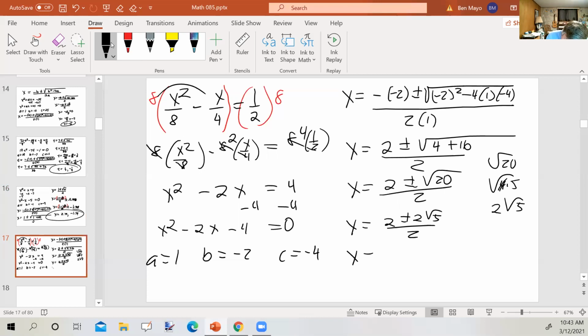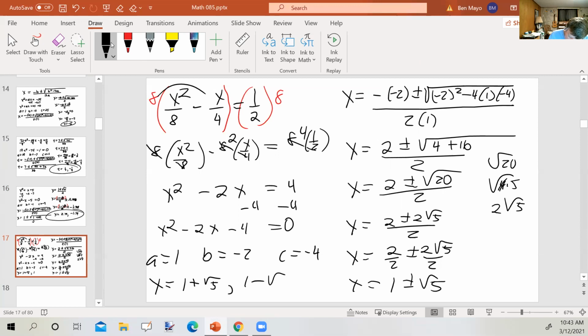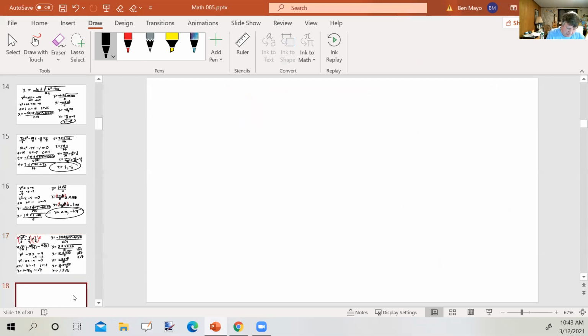But if I split this up, I'd have x equals 2 over 2 plus or minus 2 square roots of 5 over 2, which becomes x equals 1 plus or minus the square root of 5, reducing each fraction. So writing it as two separate answers, I'd have x equals 1 plus the square root of 5, comma, 1 minus the square root of 5. Be sure that when you're putting a comma between your two solutions, you use the right arrow key to move outside of the radical before you put in a comma. Because if the comma is inside the radical, WebAssign gets confused and doesn't know what you mean by that.